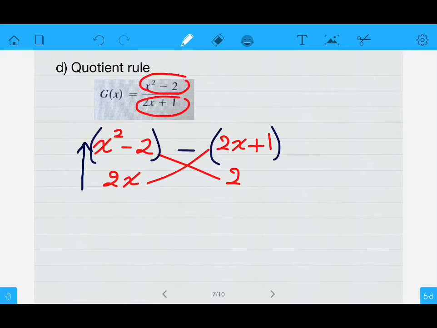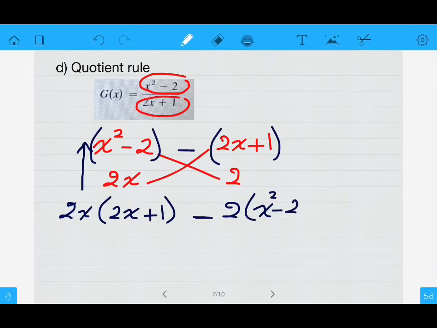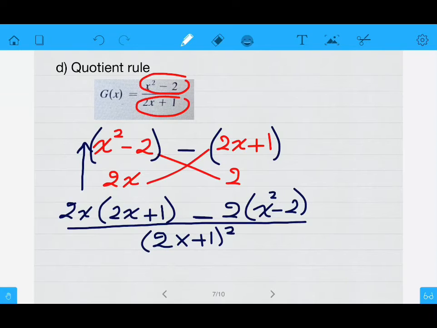Okay, what I'll do, 2x, then I open the brackets, 2x plus 1, minus, then we have 2 outside, x squared minus 2, over. Here we have numerator and denominator. The denominator squared, this is the rule. We write 2x plus 1 squared. Now we simplify it. We will make it easier. Distribute this one inside. Don't forget to distribute with the sign. Here we have a negative.